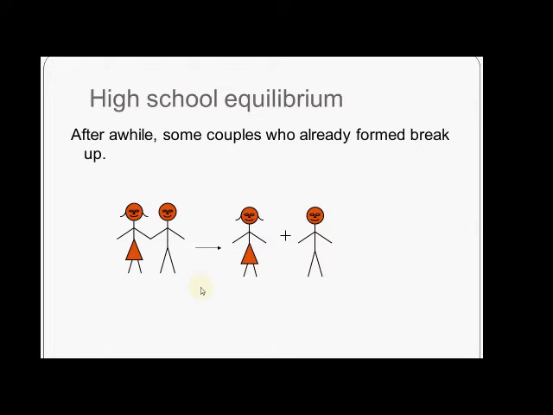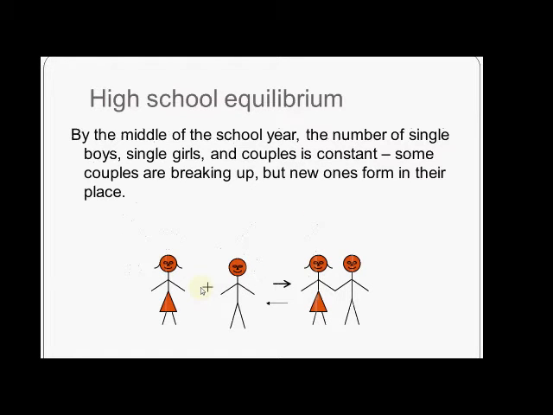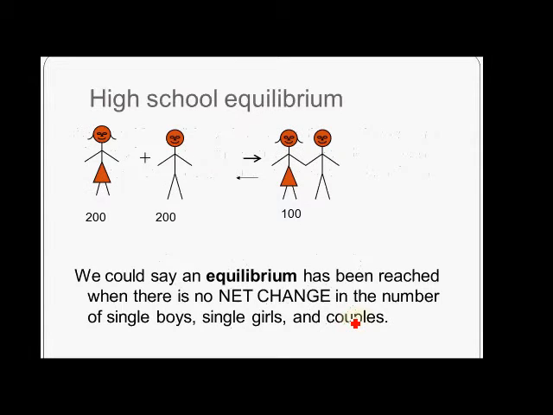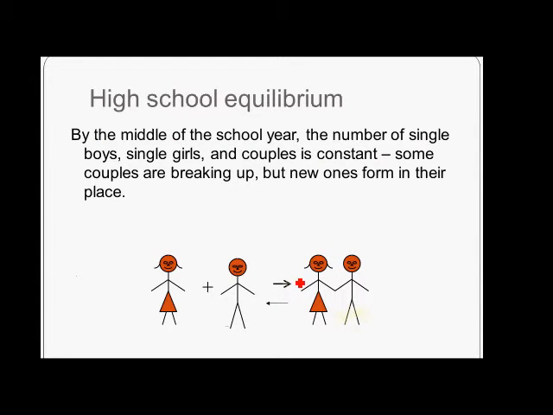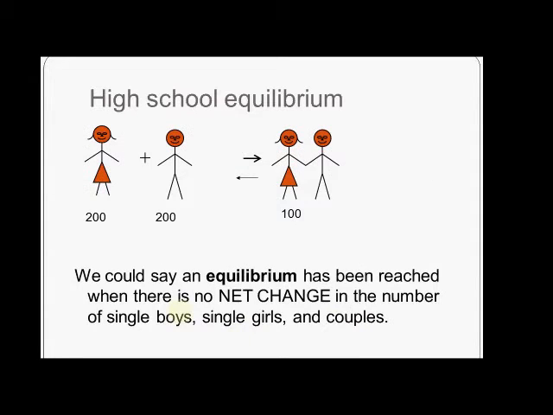So here's what I think would happen. Eventually we'd reach some point, let's say at about the middle of the school year. It would take some time. Remember, there's no couples at all initially. It would take some time, but eventually the number of single girls, single boys, and couples would remain constant. Now, what's important to recognize here is I'm not saying it's the same single girls, single boys, and couples, but rather just about the time that one new couple forms, another couple breaks up again. So we kind of get this balance, we kind of get this equilibrium.